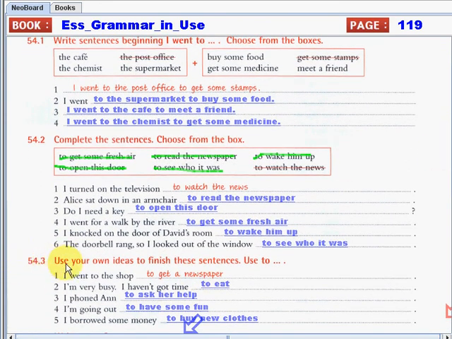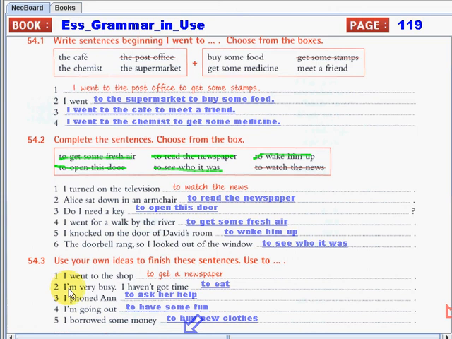54.3. Okay, so use your own ideas to finish these sentences. Okay, so you will use the word to. So on 54.3, you will put the right or appropriate continuation of the sentences with your own ideas. So let's look at number 1. I went to the shop to get a newspaper. Okay, so that is the idea of the speaker. So he went to the shop to get a newspaper.